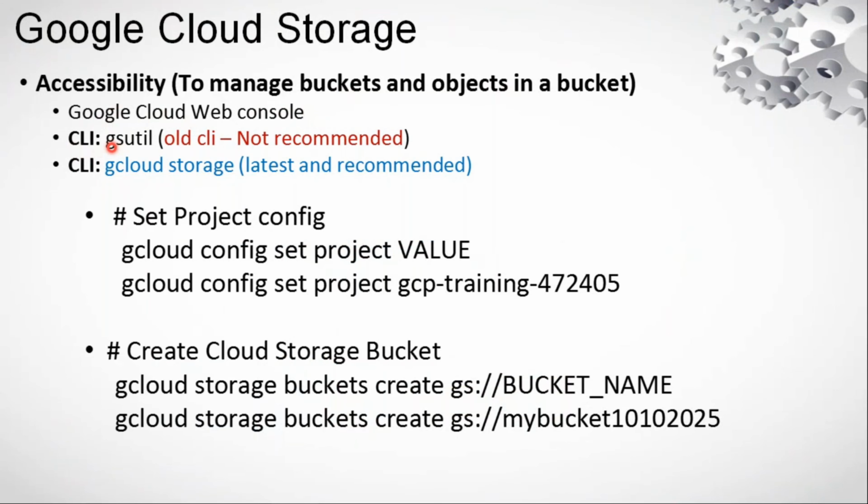There are two methods. One is gsutil commands, but it is a very old command line interface which is not recommended because it is very slow. So what is the latest CLI command that we need to use? gcloud storage, for creating a bucket and uploading the objects. It is the latest and recommended by Google.